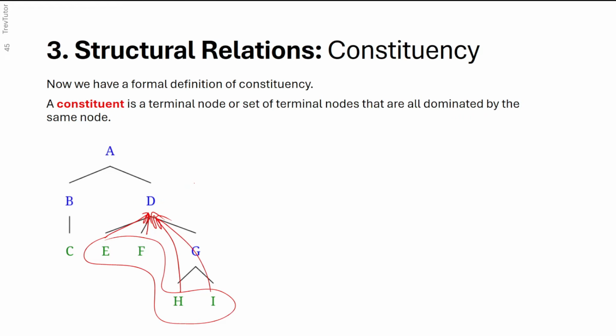So what else is a constituent? Well, let's just group these all together. So first of all, each individual term or node, terminal node, is a constituent. So C, E, F, H, and I individually are.